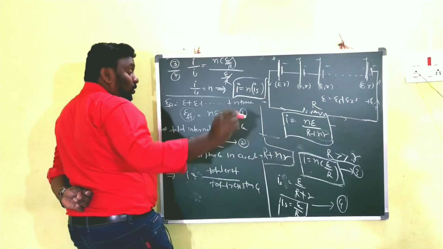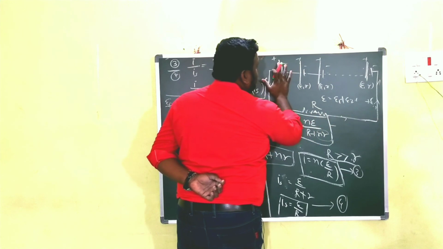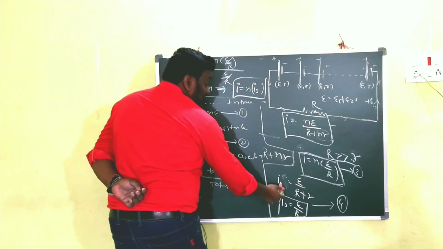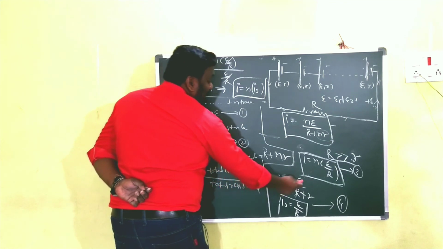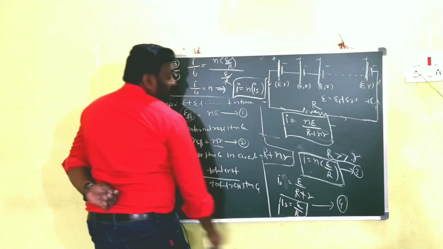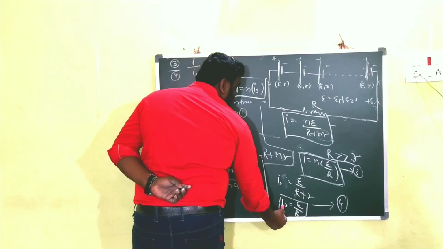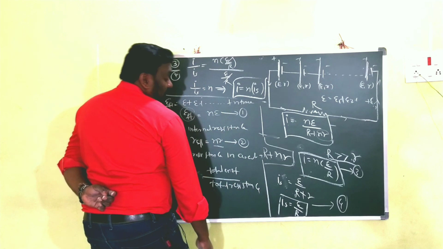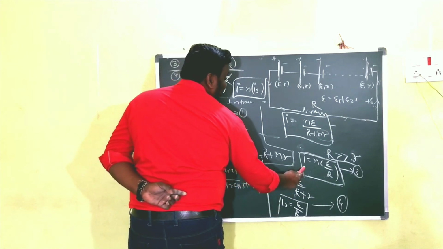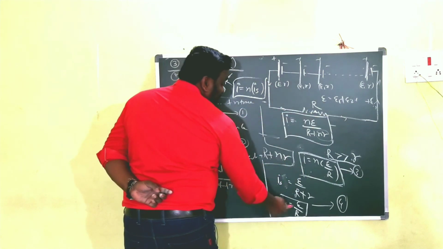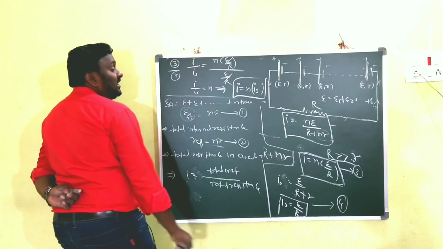If we consider only one cell, the current through a single cell is given by epsilon by R plus r. Again, since capital R is much greater than small r, Is equals epsilon by R. Now Is means the current through a single cell, and I is the current in the total circuit. If you divide these two, you get I equals n into Is.